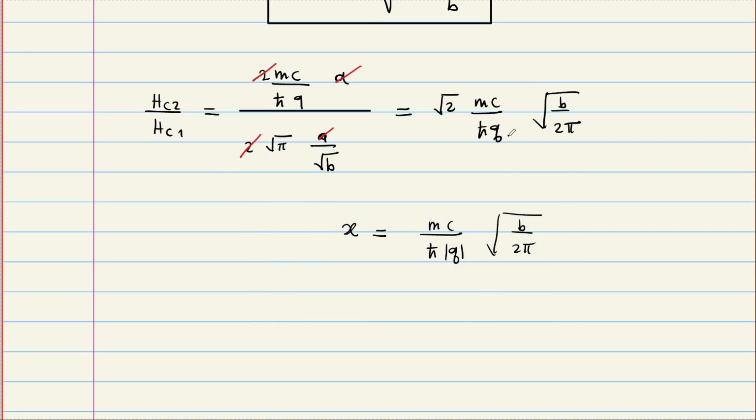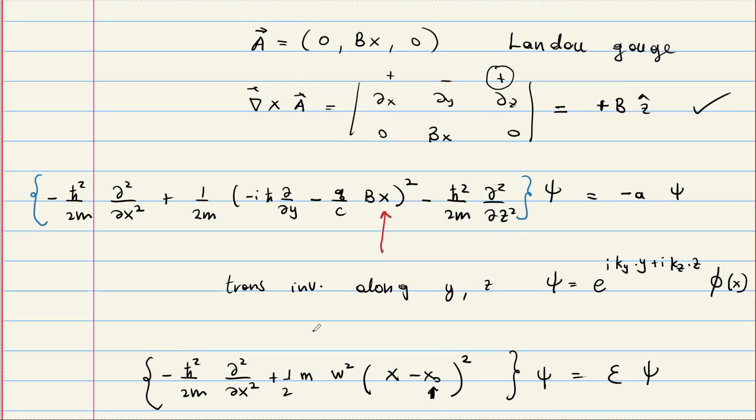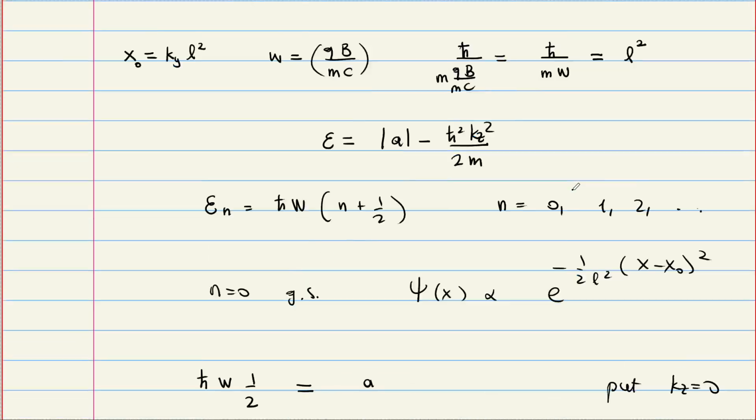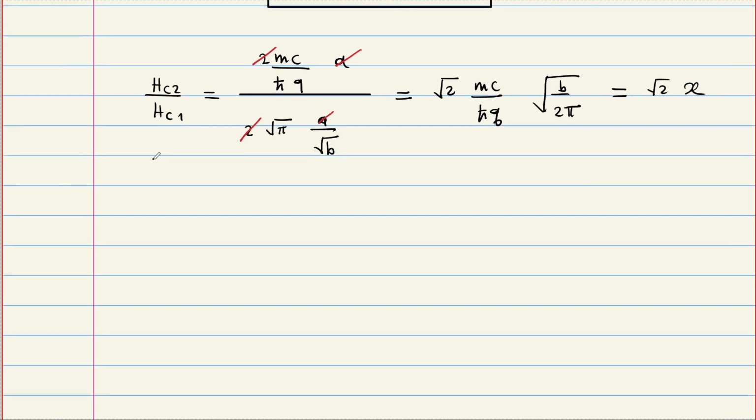So I have mc over h bar q, b over, okay, this is exactly equal to root 2 times kappa. Now I can erase this, right? But now I look at the phase diagram. For all of this to make sense, Hc1 should be less than Hc2. I mean, if this calculation gives some Hc1 above Hc2, that's nonsense. And that should be the threshold. Therefore, I require this root 2 kappa to be bigger than 1.